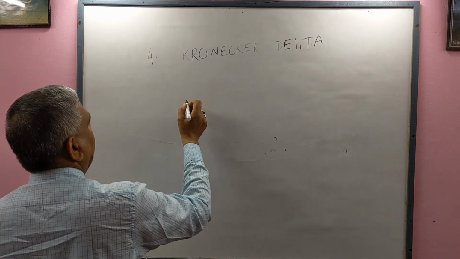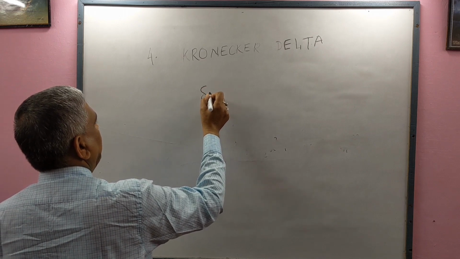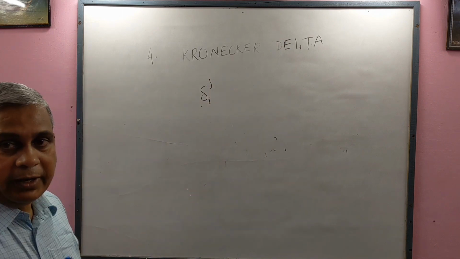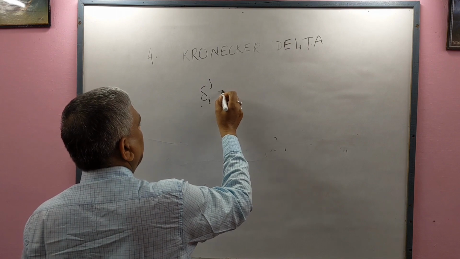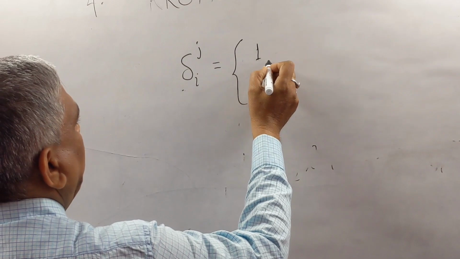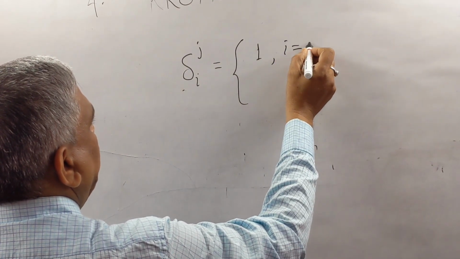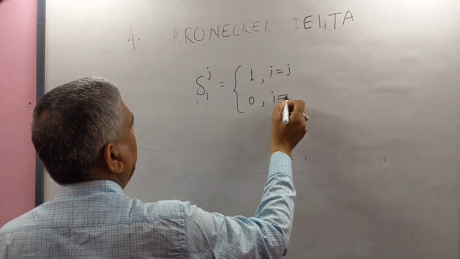Number 4. The symbol delta i j is called Kronecker delta if this is equal to 1 for i equal to j and 0 for i not equal to j.